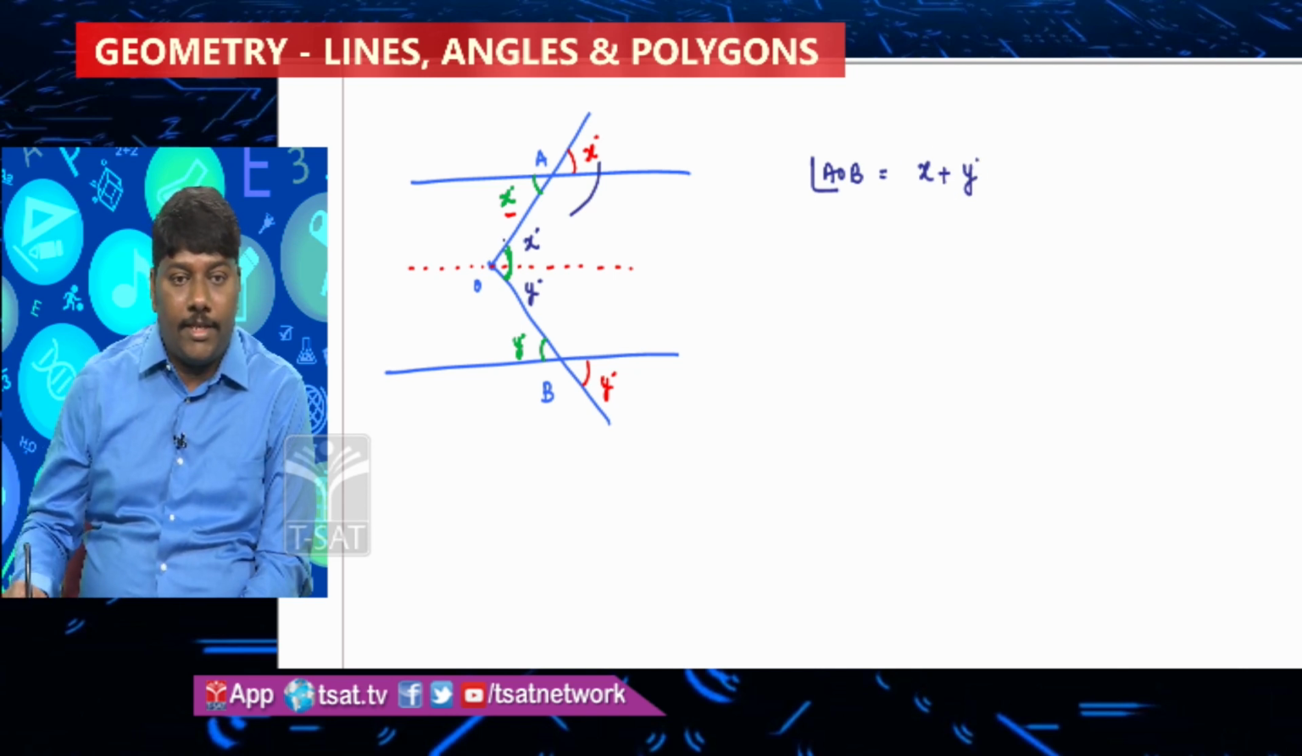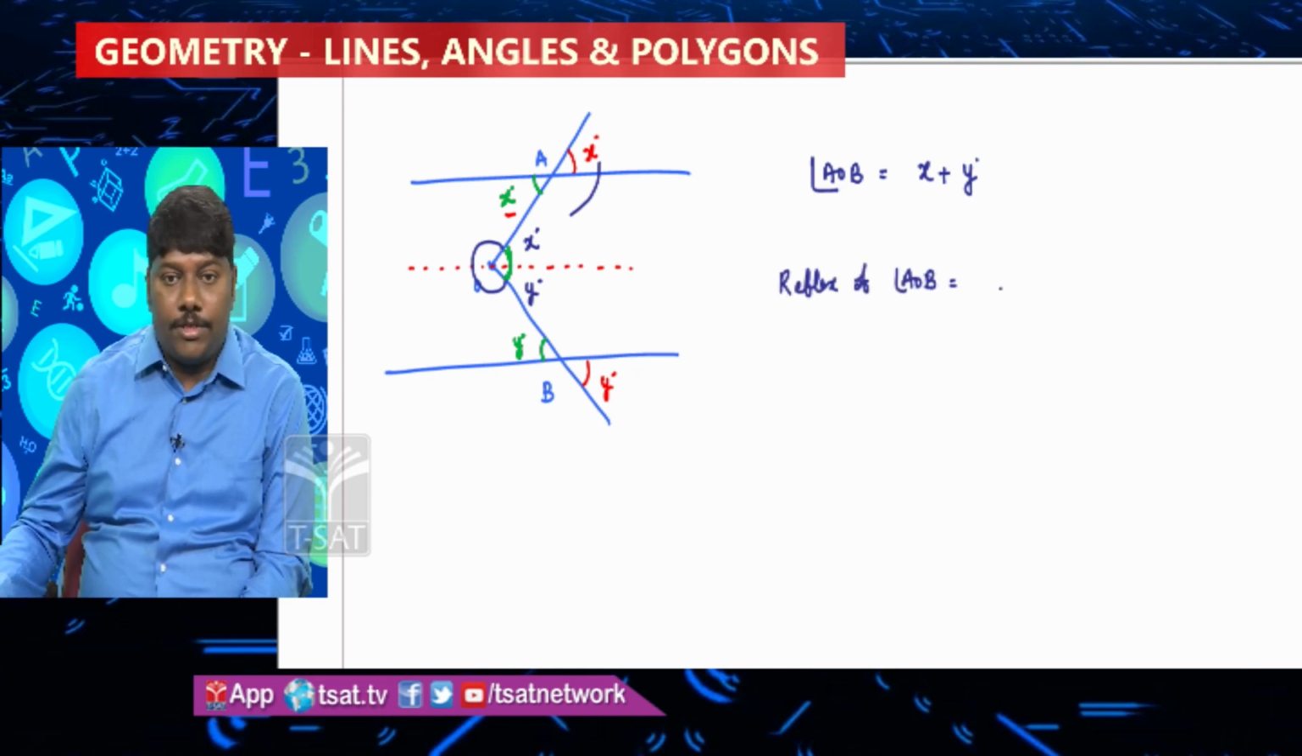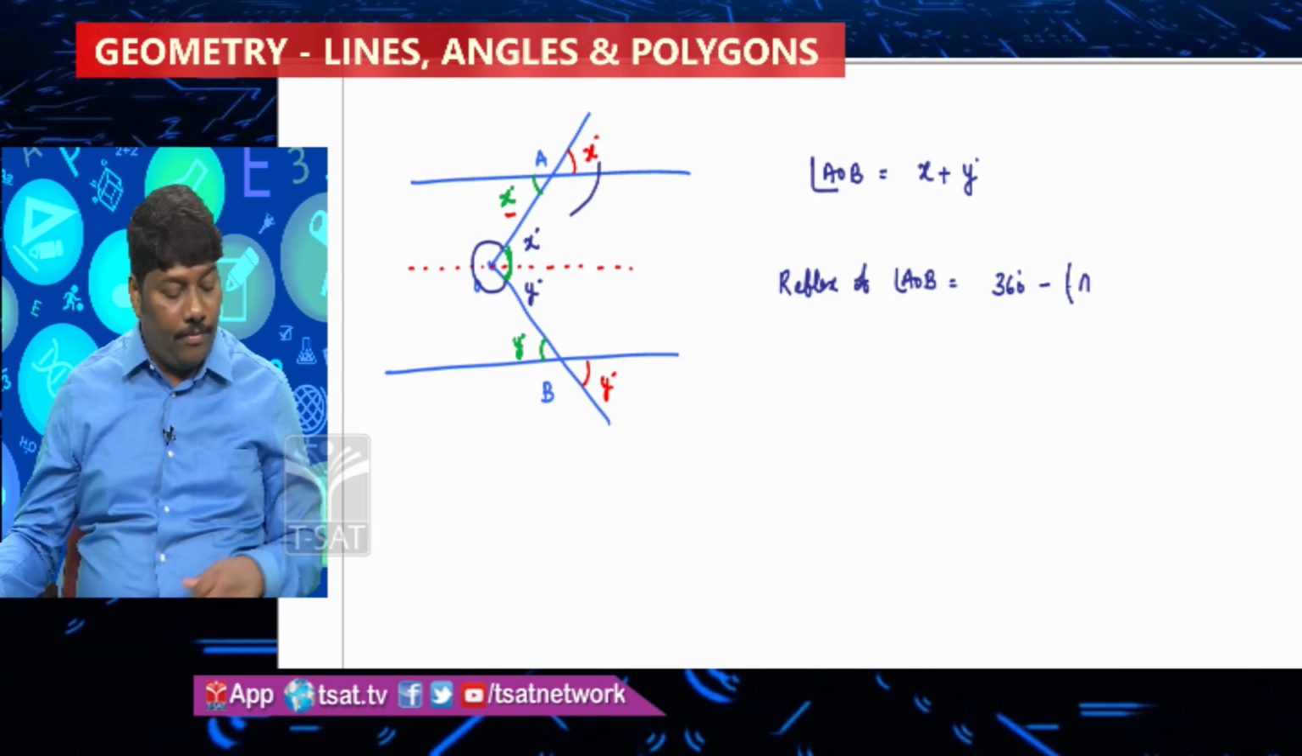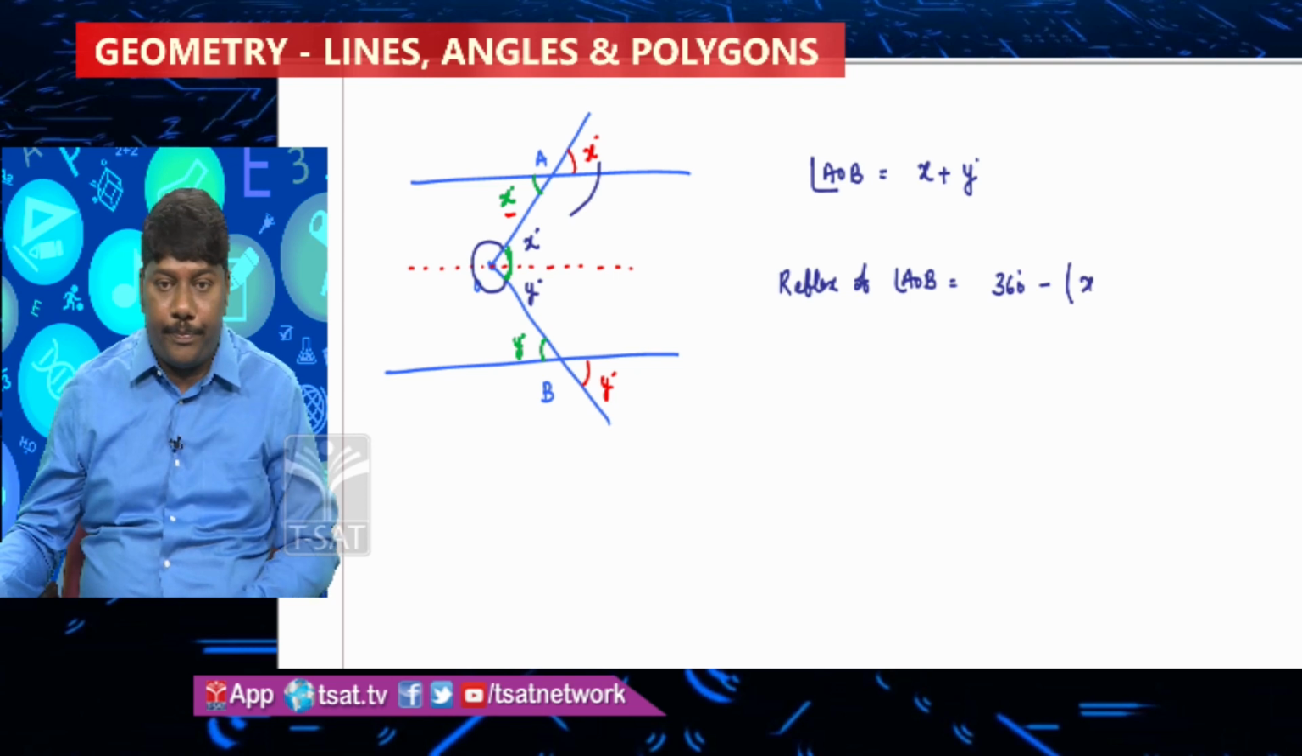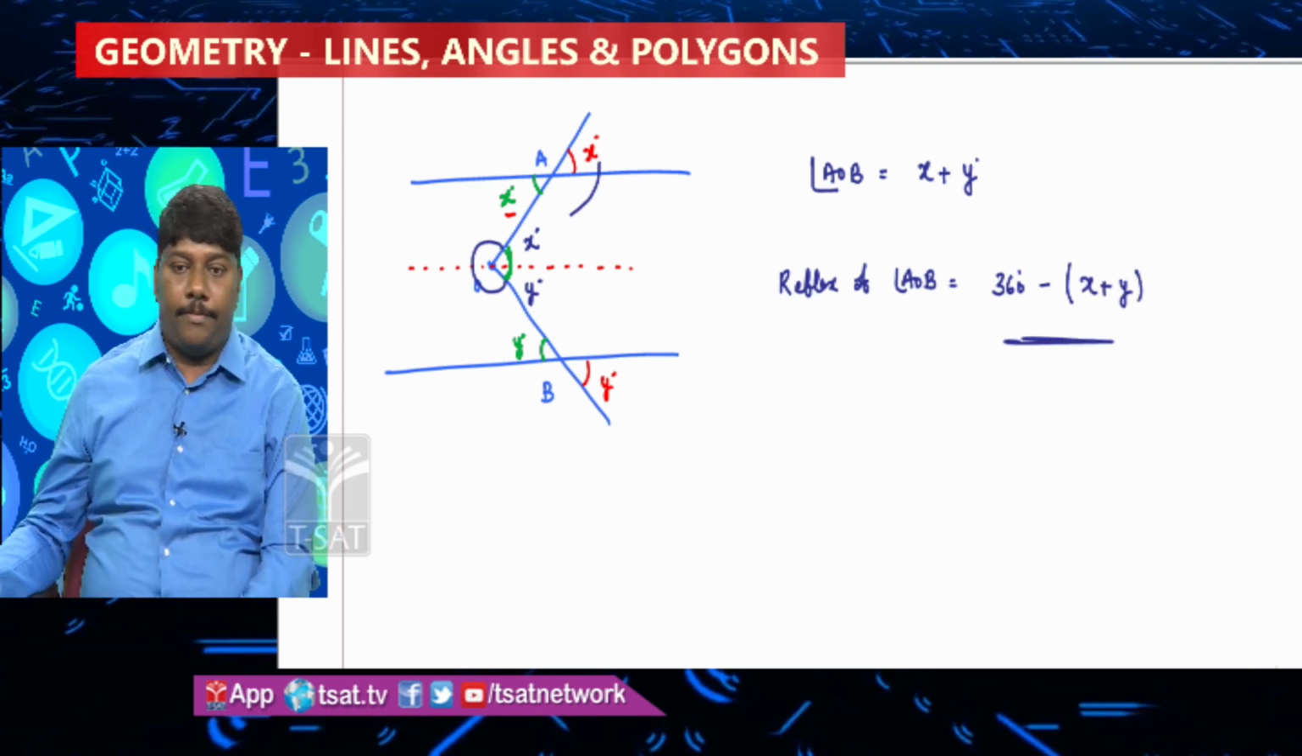If you look at the reflex of AOB, it is equal to 360 minus AOB, which is nothing but x plus y. So this is how we find it.